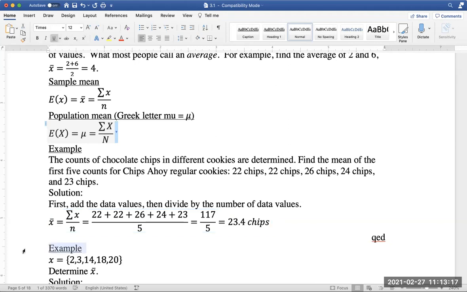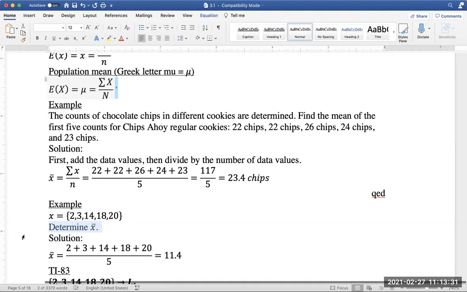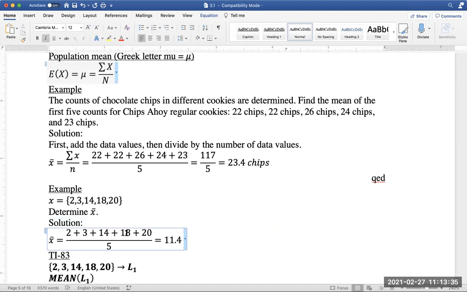So let's do the following example. Suppose I have the following data set, the same data set: 2, 3, 14, 18, 20. Determine the sample mean. And so we'll add up 2 plus 3 plus 14 plus 18 plus 20, and then divide by 5. So 57 divided by 5 is 11.4. And so let's do this on the TI-84.